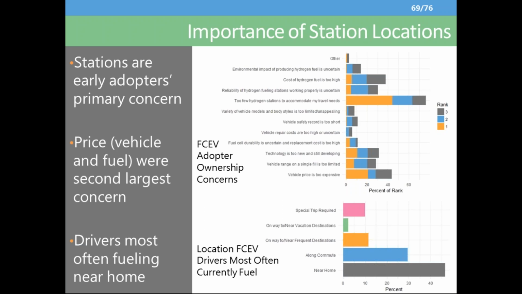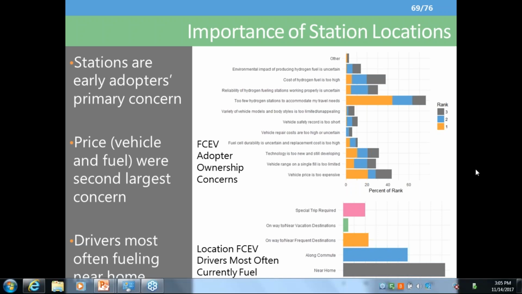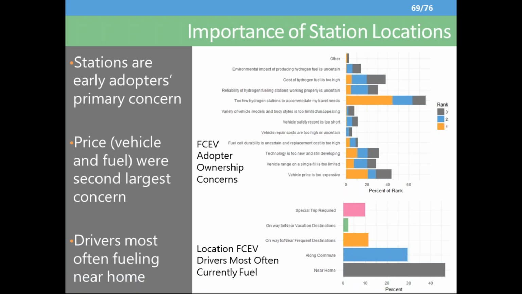So ownership concerns at the time of adoption: by far, the biggest concern is too few hydrogen stations to accommodate travel needs. When asked to rank their top three choices, it's the top one. It's the top 1 and 2 also, top 1, 2, and 3. Price of both the vehicle and the fuel were actually the next highest concern.